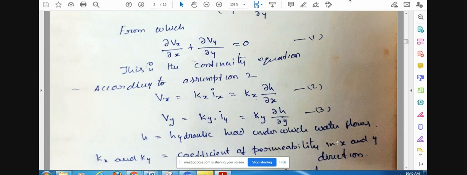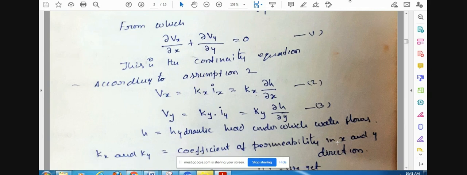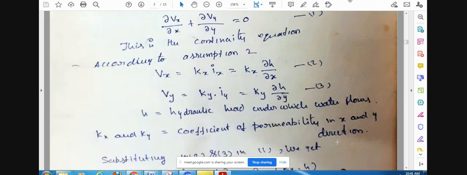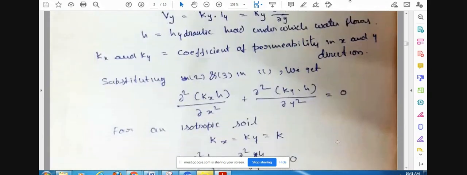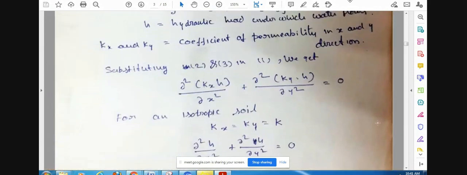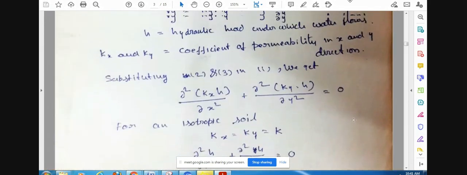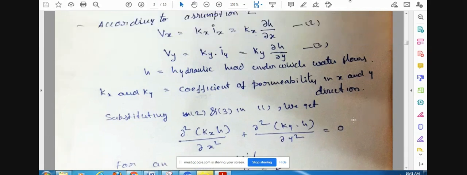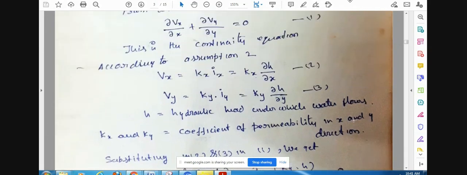Velocity is equal to coefficient of permeability times I, and I is equal to what? I is equal to head causing flow, right? So therefore Vx is equal to Kx, but I is equal to dH by dx. That is, you can say, the hydraulic gradient, right? H is equal to hydraulic head under which water flows, right?